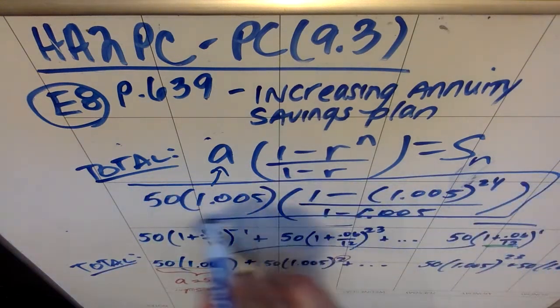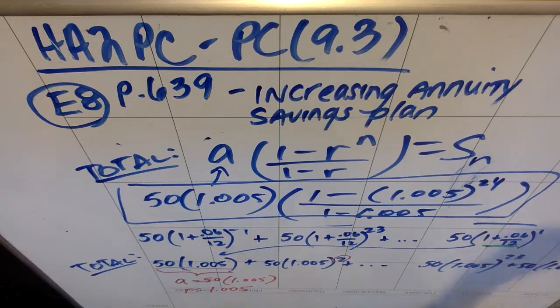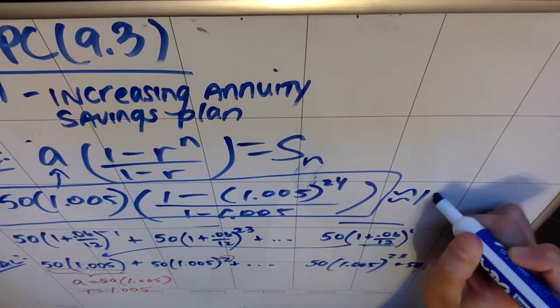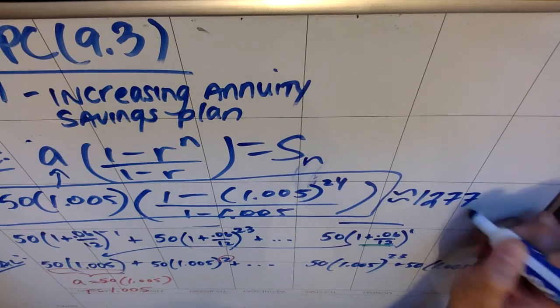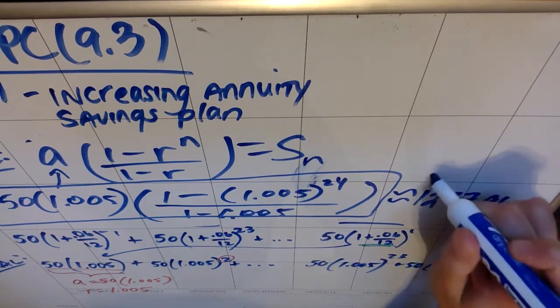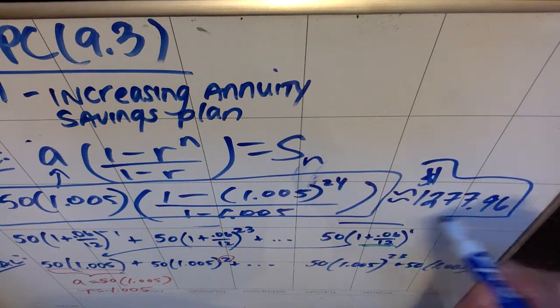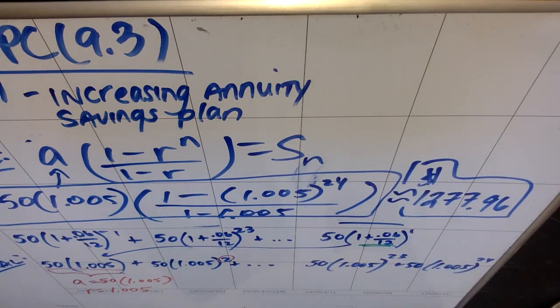So this is the thing I'm going to type in my calculator. And when I type it in my calculator, I'm going to get that it is approximately $1,277.96. One of the few times that we don't round to 3 places after the decimal is when we talk about money, because we usually go to 2 places unless we're told the whole dollar.